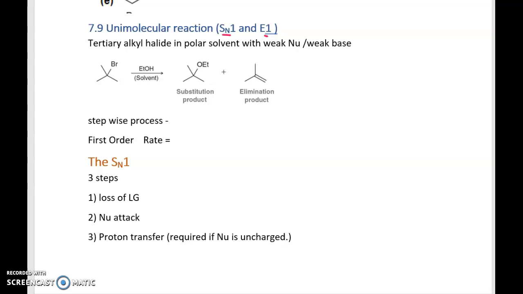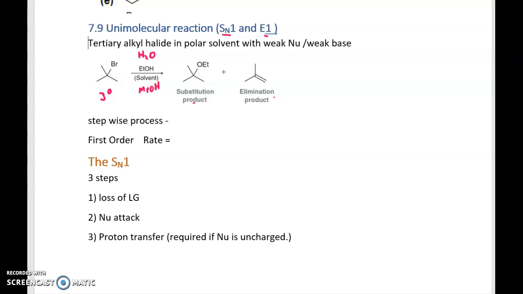Tertiary acyl halide, and it's going to react with a polar solvent like ethanol, maybe water, maybe methanol. And we're going to get a substitution product or an elimination product, sometimes both. These are going to be stepwise processes, so they don't occur in a concerted fashion. That's what makes them different from the SN2 and the E2 reactions that we studied previously.